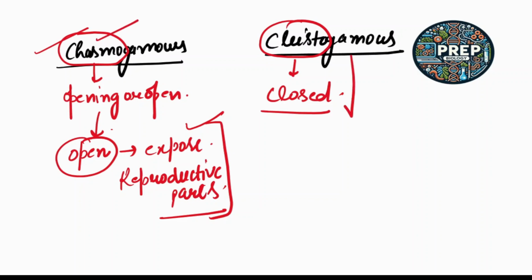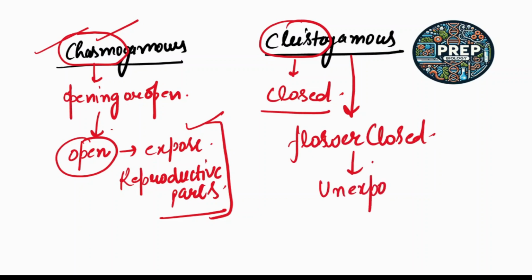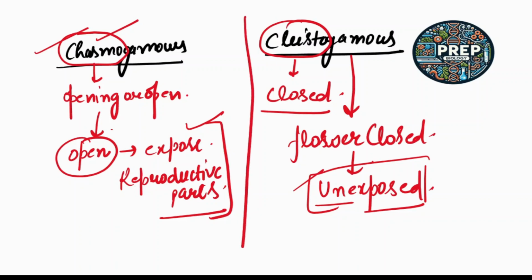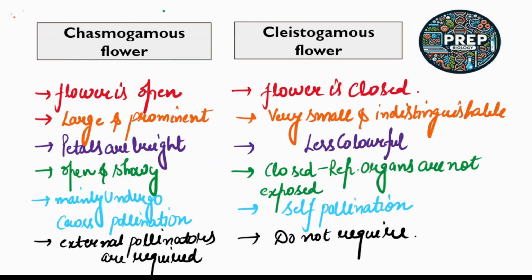Opposite to that, we have a clistogamous flower. Clisto means closed. The flowers are closed, so the reproductive organs are unexposed. They are not exposed or visible outside. That flowers are called the clistogamous flower. Okay, so the basic terminology is clear to you all. Now let's start with the difference.